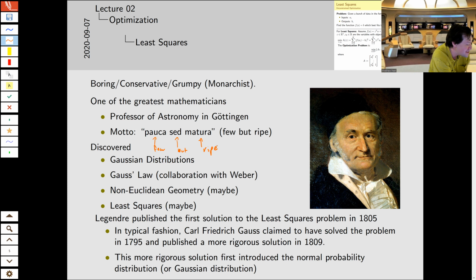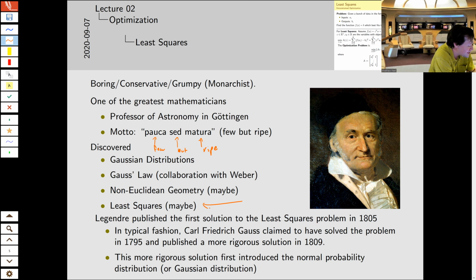So anyway, that was his motto: publish few, but when you do publish, make them great, right? So make mathematics great again, if you want. He's credited with lots of discoveries. And of course, particularly relevant to us, he's credited by some people with least squares. I put "maybe" because he didn't actually publish it first, he just claimed it after it was already published.